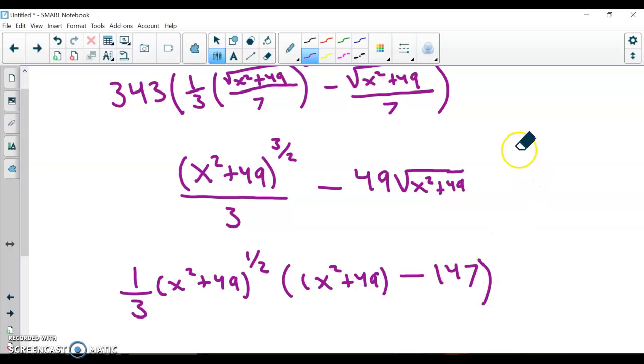Okay. So again, this was 49, and we divided, right? What we pulled out was 1/3. That's the same as 49 times 3. So that's where the 147 came from.